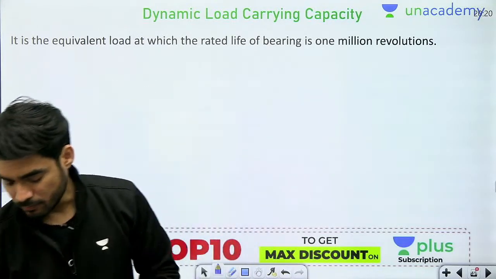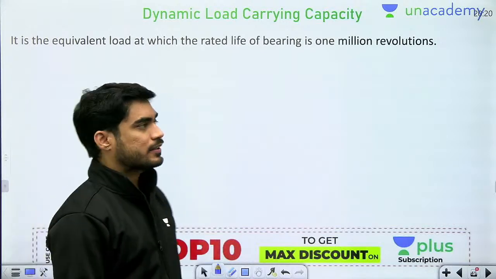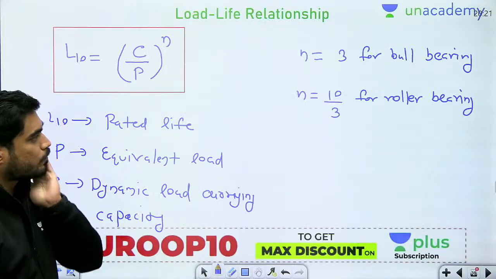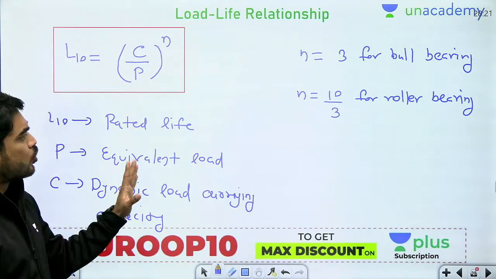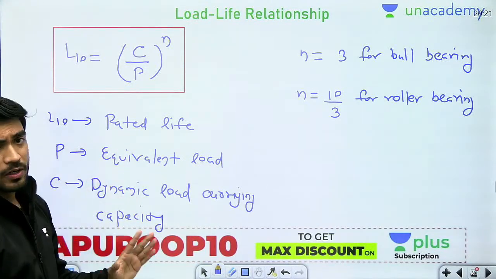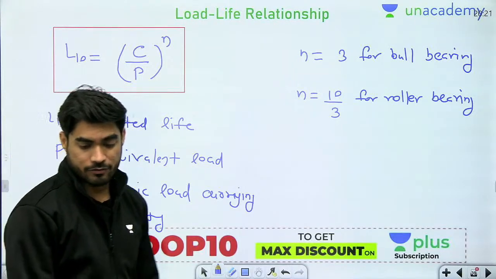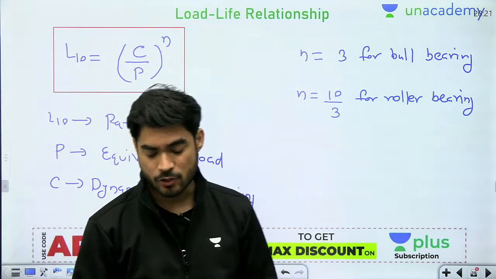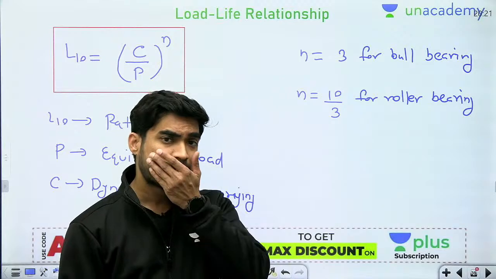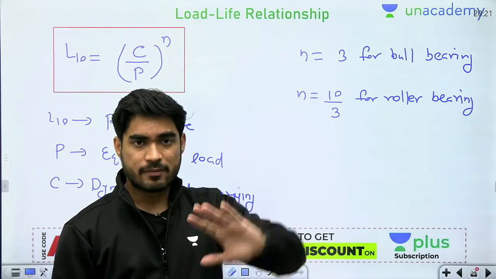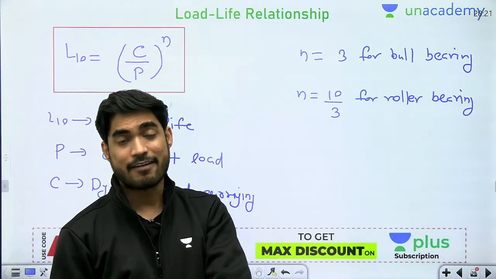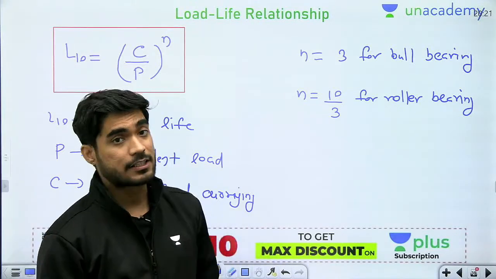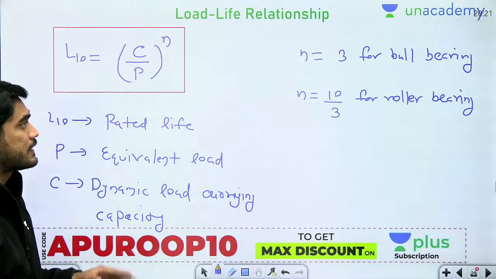Okay, so we are clear about this relation, right? Whatever numericals you will get, you will use this relation only. Today we are going to solve a lot of numericals. So don't worry, today's session will be 50% theory and the rest 50% only numericals. I have brought a lot of numericals with me today.